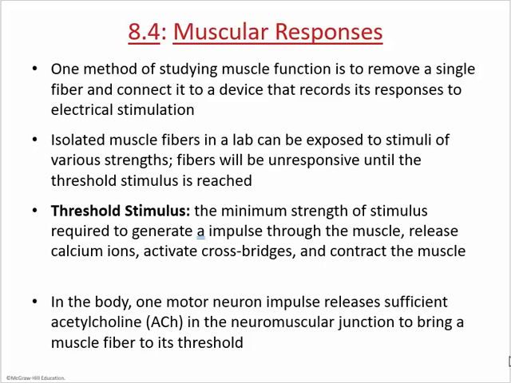The first thing that we need to understand is the idea of threshold and a threshold stimulus. A little bit of stimuli, the fiber will be unresponsive. Add a little bit stronger, still unresponsive. A little bit stronger yet, and it will fire and contract. And we call that minimum stimulation the threshold stimulus. So it's the minimum strength of the stimulus required to generate the action potential that will release the calcium ions, activate the cross bridges, and cause contraction.